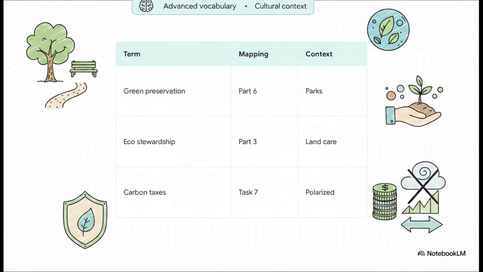Next is environmental stewardship. You can demonstrate environmental stewardship in Reading Part 3, looking at corporate and indigenous models of land care. The main trap is simply spelling stewardship correctly. Finally, imposing carbon taxes. You might debate the efficacy of imposing carbon taxes in Speaking Task 7. This is a highly polarized federal policy in Canada. The grammatical trap is using the preposition on. You are imposing carbon taxes on industries.